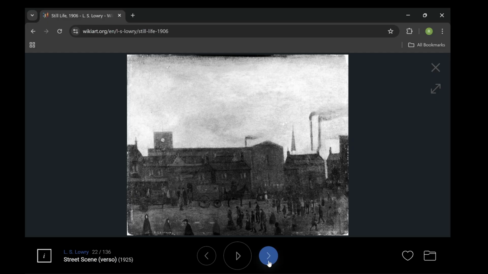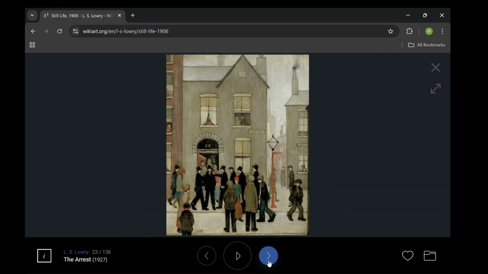Street scene, verso. Here we are, the arrest, 1927. Somebody's getting arrested and people are hanging around seeing what's happening. This guy's looking back and saying, what are you doing there? But look, this perspective here, vanishing off into this vanishing point down here, and the tall narrowness of it. So the style coming in, this tall and narrow.